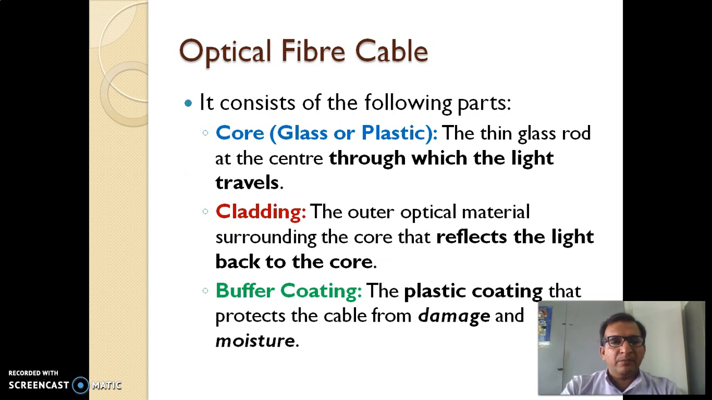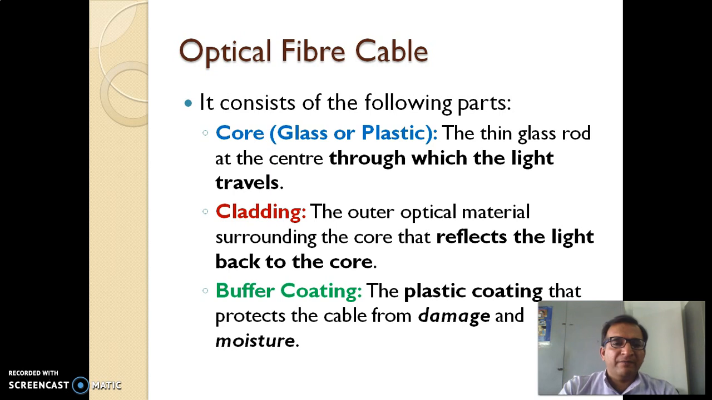After that we come to its components. Fiber optic cable has core, cladding and buffer coating. Core is the glass rod or the thin plastic part through which the light actually travels. I'm not using the term conductor because it is not carrying electricity, but it is carrying the light signal.